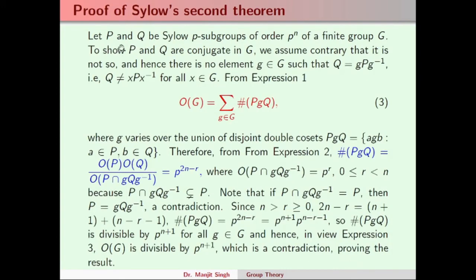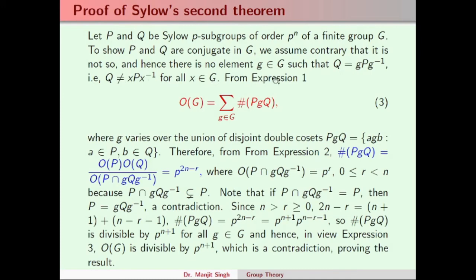Now we will give the proof of Sylow's second theorem. Now P and Q be two Sylow p-subgroups of order p raised to power n here. Now we want to prove that they are conjugate. We assume the contrary here. Suppose they are not conjugate, so it means that they cannot be written in such a form. It means that Q is not equal to x P x inverse for all x belongs to G.